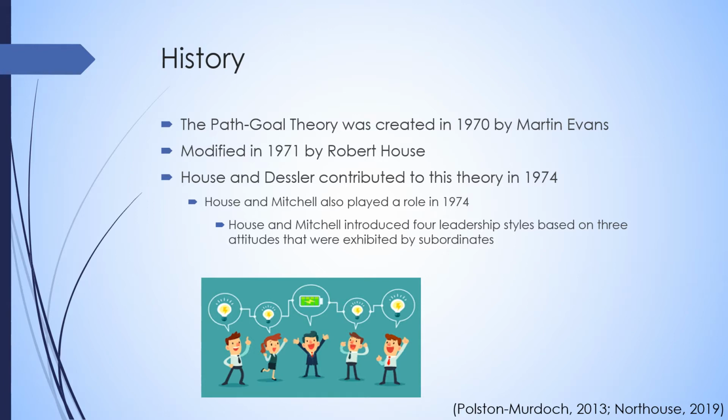Moving on to some history of the path goal theory, the path goal theory was created in 1970 by Martin Evans. It was then modified in 1971 by Robert House. According to House's theory, the behavior of leaders is contingent upon the satisfaction, motivation, and the performance of their subordinates. House states that the goal of the leader is to help followers identify their personal goals as well as understand the organization's goals with the hopes of achieving both.